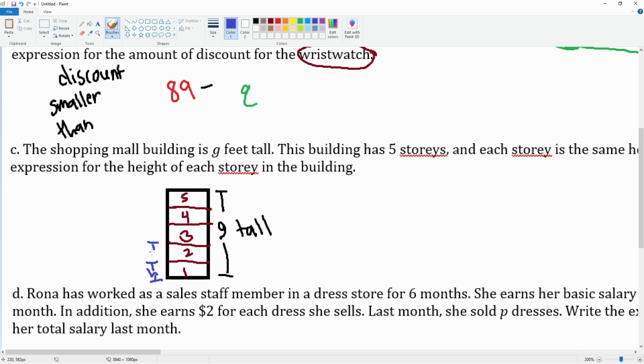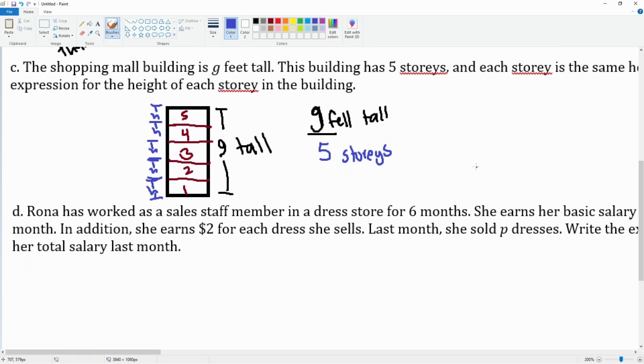Well, it looks like what we're essentially doing is breaking up that G into 5 pieces. That is the act of dividing. So we have G, which is going to be the height. Then we're going to divide that by the 5 stories. Sorry, that should be a G. G feet tall is going to be divided by the 5, which is representing the 5 stories. There you go. And let's look at question D.